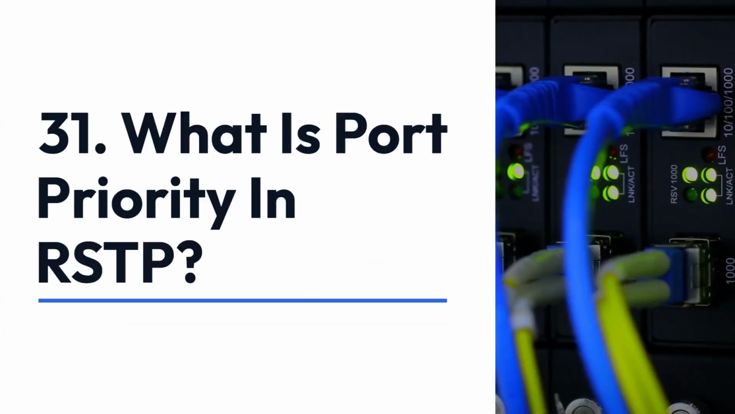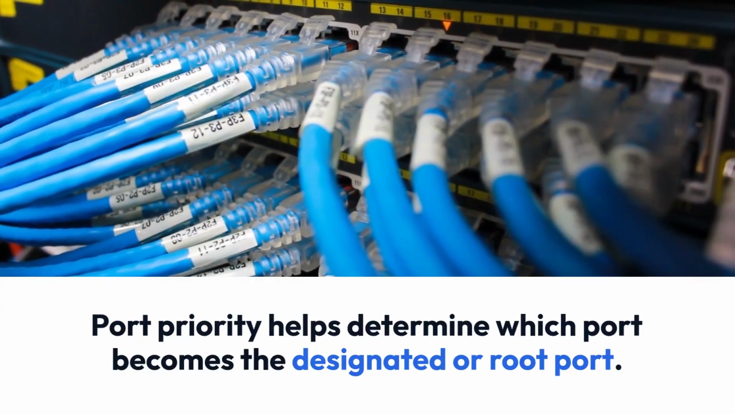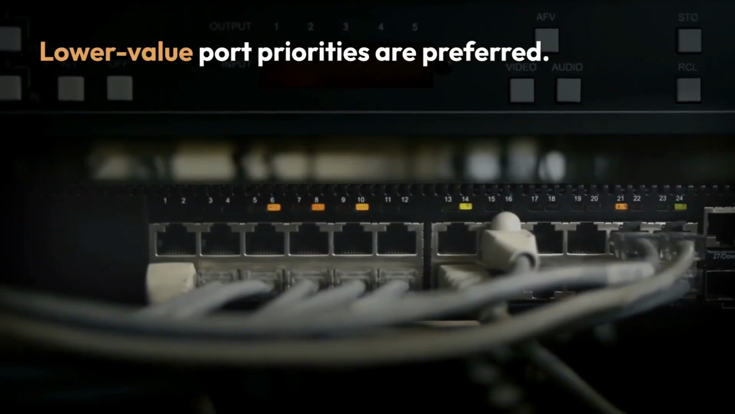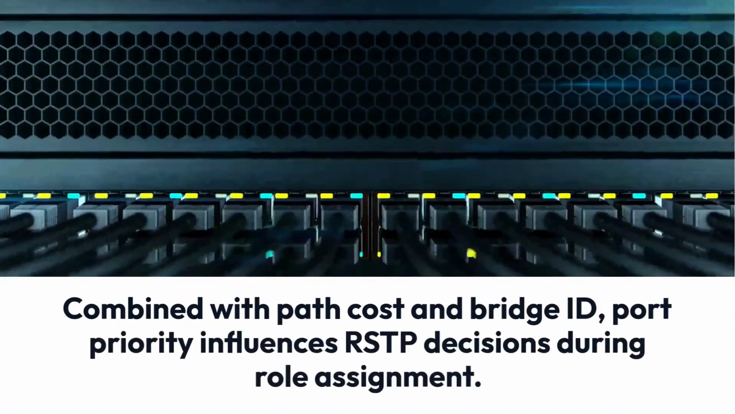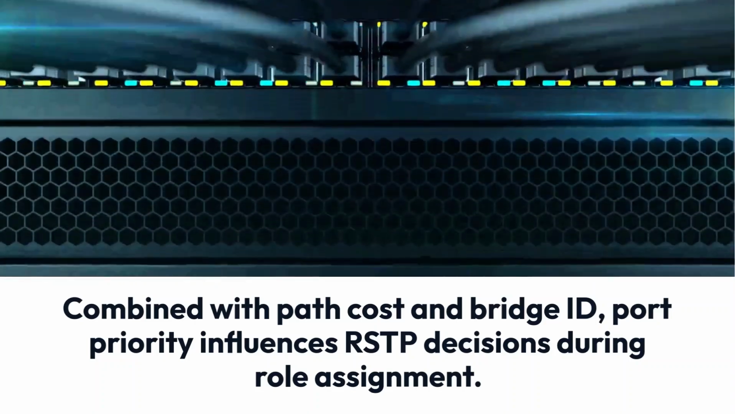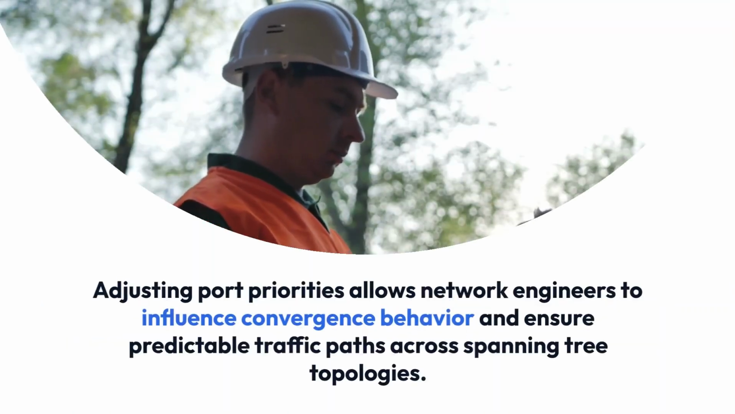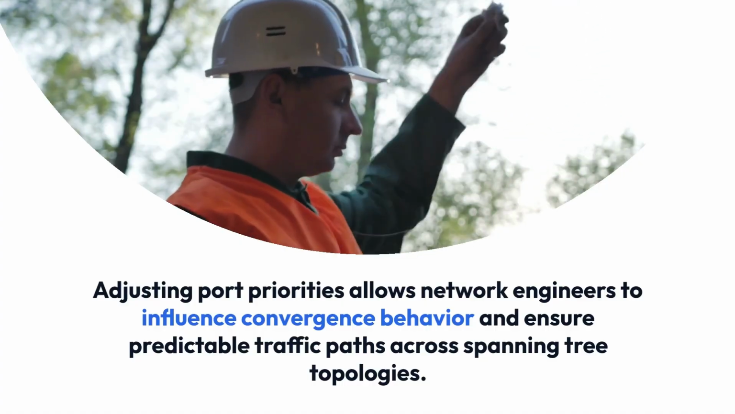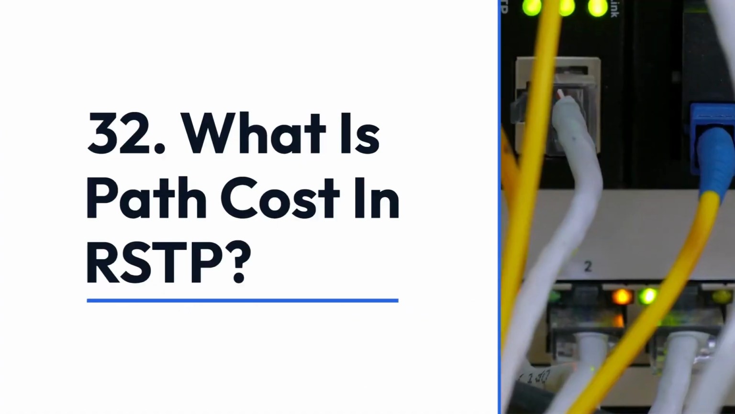31. What is port priority in RSTP? Port priority helps determine which port becomes the designated or root port. Lower value port priorities are preferred. Combined with path cost and bridge ID, port priority influences RSTP decisions during role assignment. Adjusting port priorities allows network engineers to influence convergence behavior and ensure predictable traffic paths across spanning tree topologies.